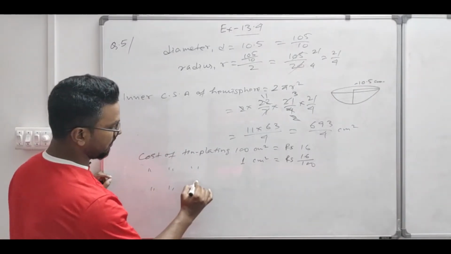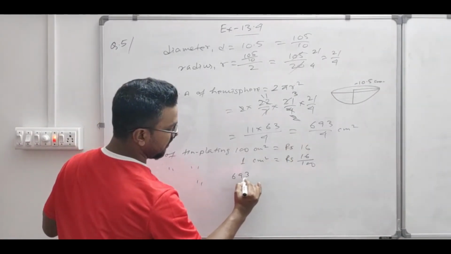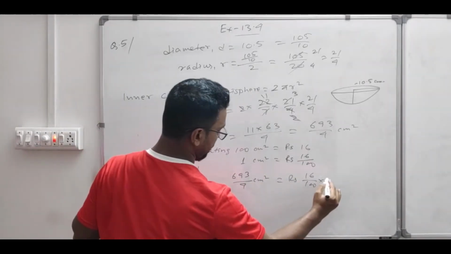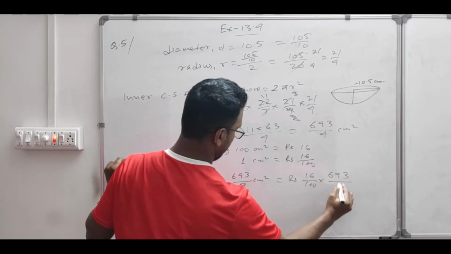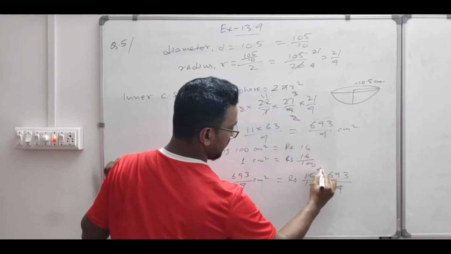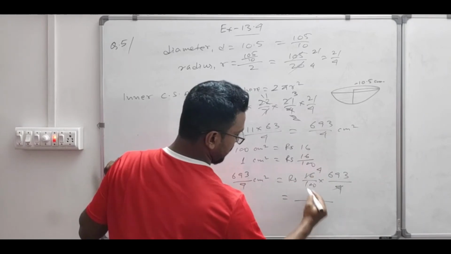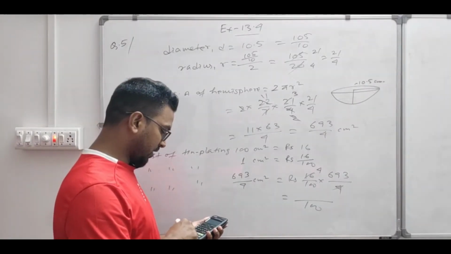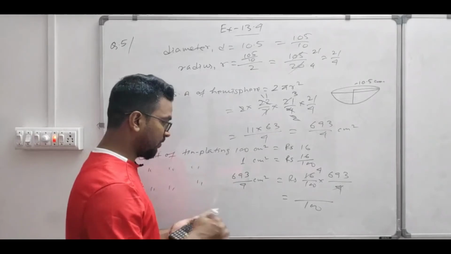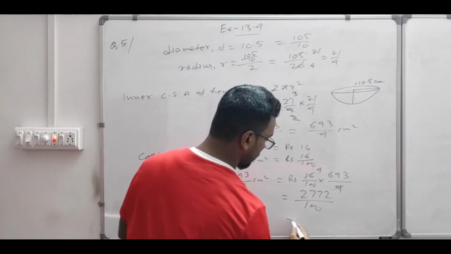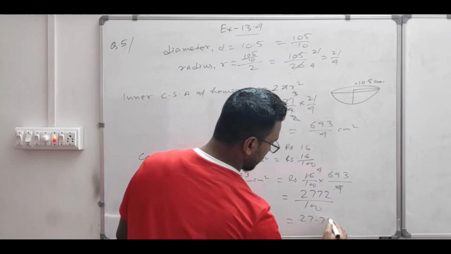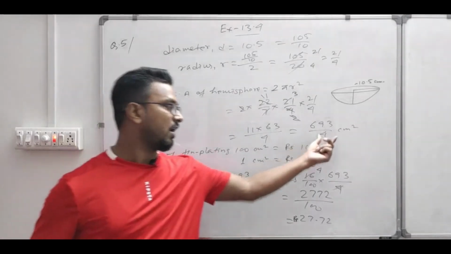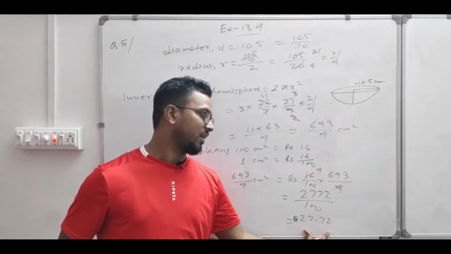Now cost of tin plating 693 by 4 centimeter square is equal to rupees 16 by 100 into 693 by 4. So 4 4s are 16. So divide by 100. If you multiply that, how much will you get? 693 into 4, you will get 2772. If you divide by 100, you will get 27.72 rupees. Okay, so for tin plating this much area, how much will it cost? It will cost 27.72 rupees.